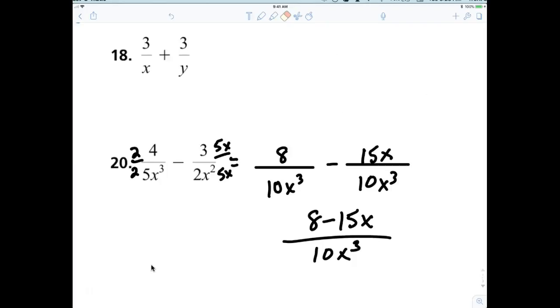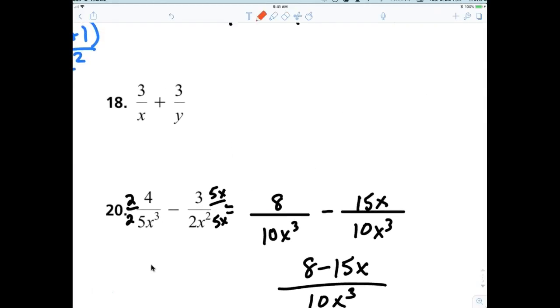All right, now for 18, what would the common denominator be? Yeah, it'd just be xy, right? So I'm doing xy, and I'm doing xy. Now what's missing in the first fraction? So you're going to multiply by y over y. So that just becomes 3y. What's missing in the second fraction? So you're just multiplying by x over x, and you get 3x.